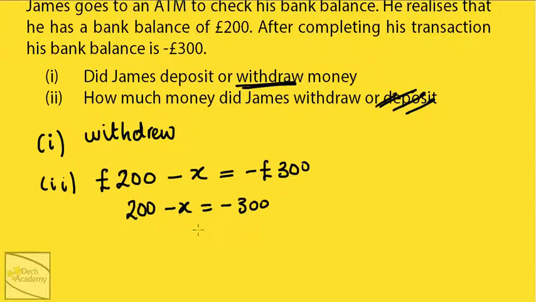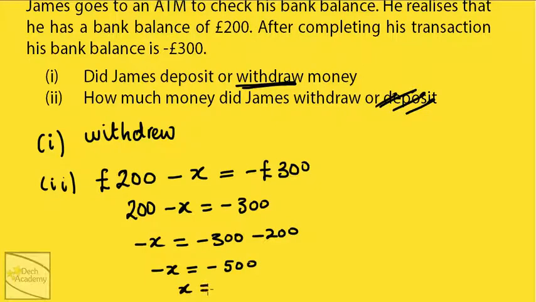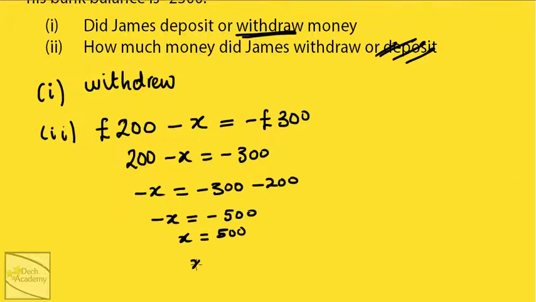All I now have to do is make X the subject of the formula. So I'm going to subtract 200 from both sides. See the change of subject of formula video if you can't remember how to do so. So my right hand side will now be this. And so X is equal to 500. So X is £500. So we know that James withdrew £500.